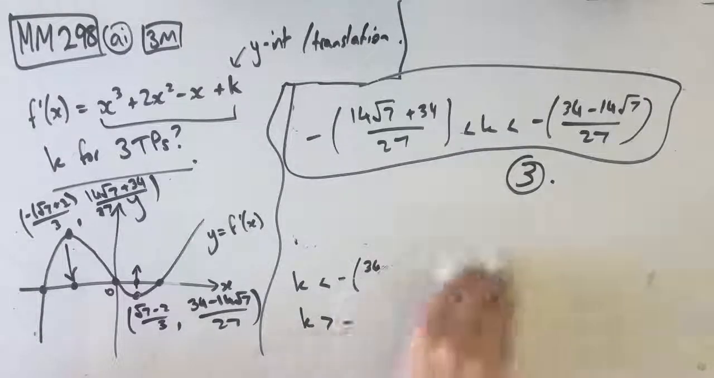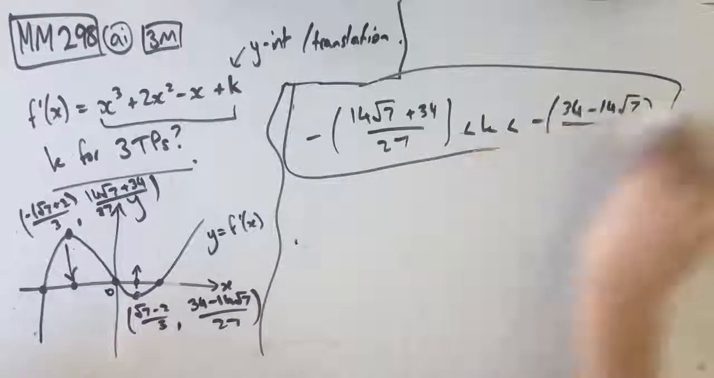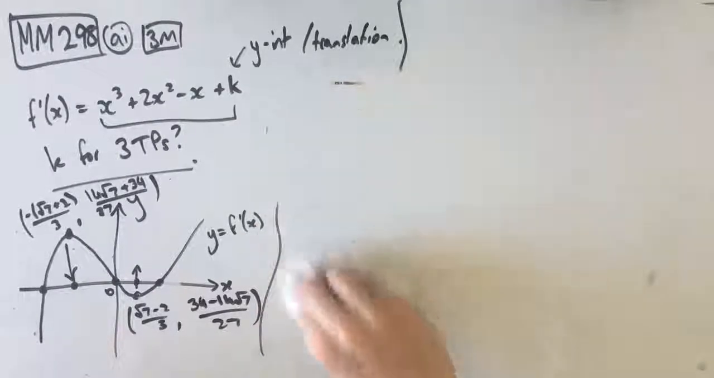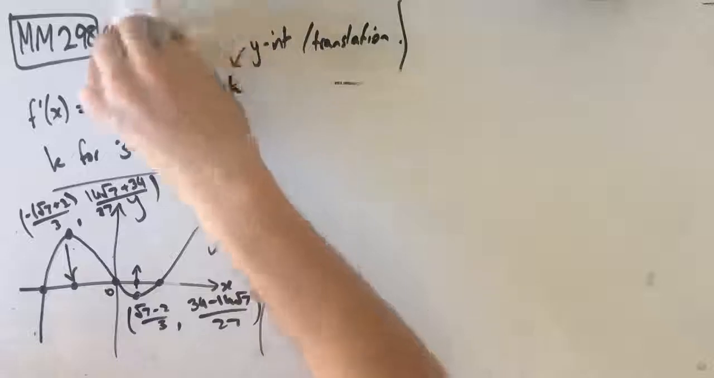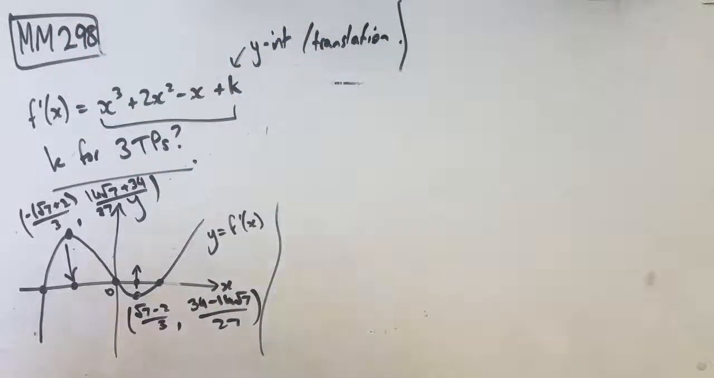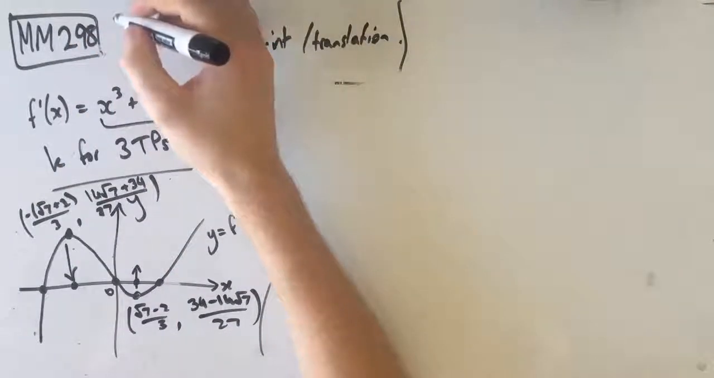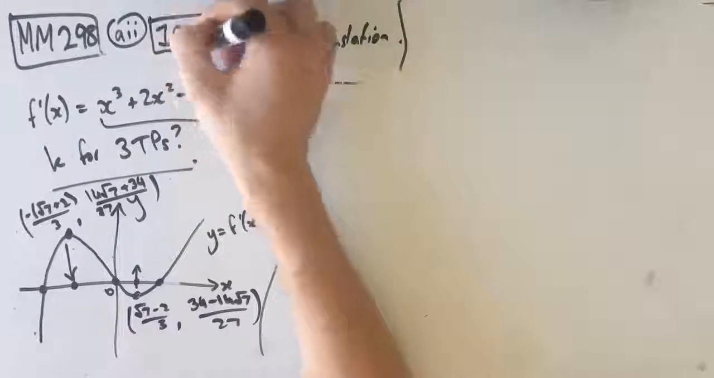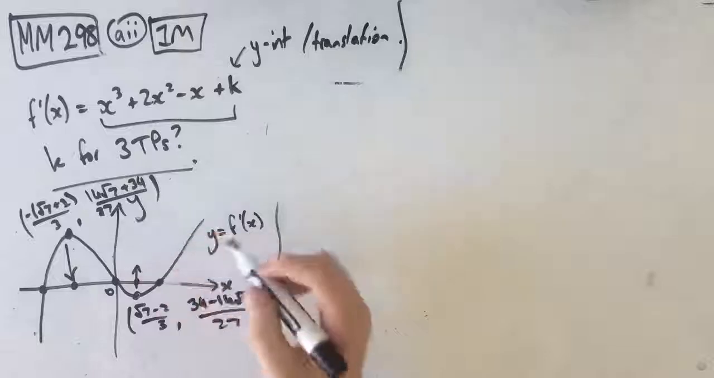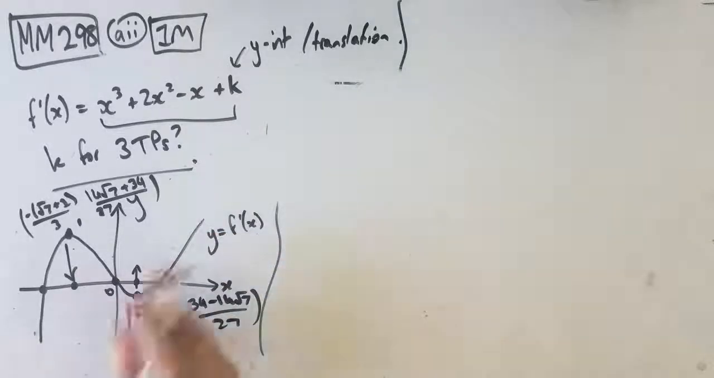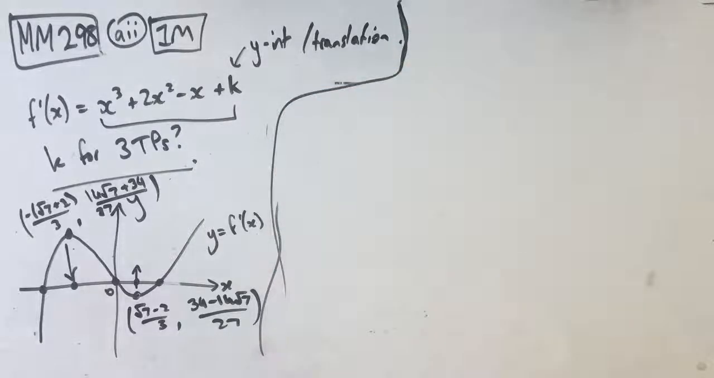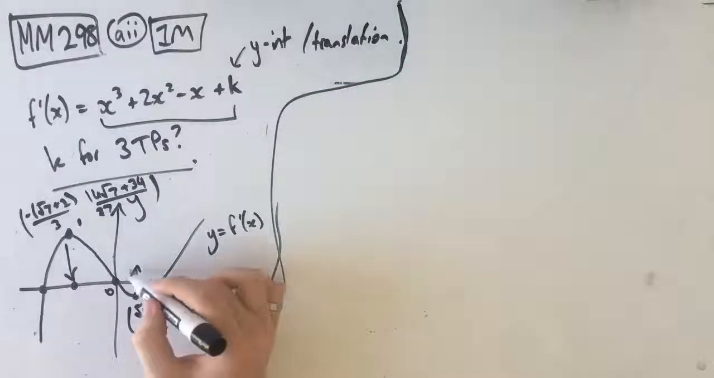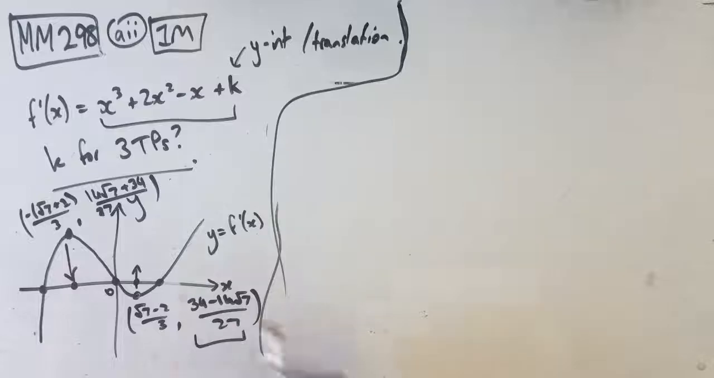Part aiii is a 1-mark question, and it asks us to find the values of k for which the graph of f of x has only 2 turning points. Awesome. So if the original graph, f of x, only has 2 turning points, that means we only have 2 x-intercepts in the derivative function. So that means we can move our graph up by this amount or down by this amount.